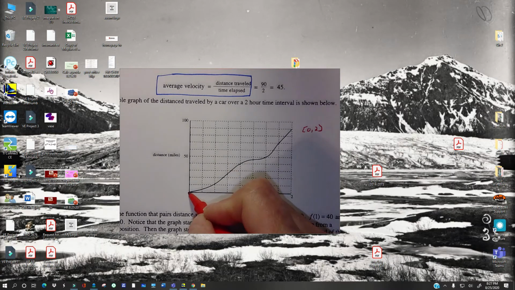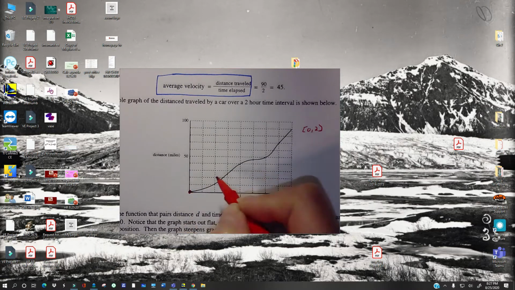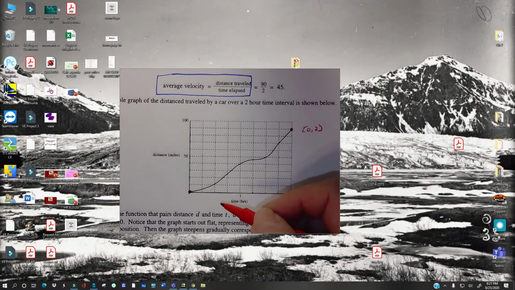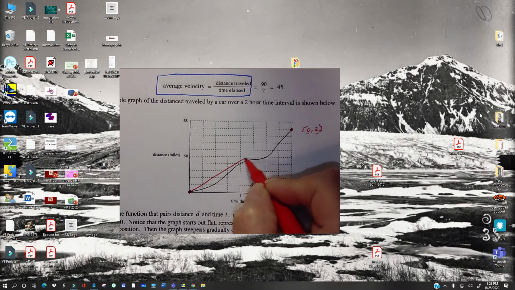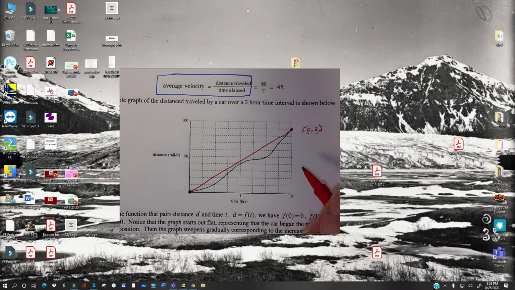Then what I'm going to do is connect the 2 endpoints. Well, here's the first endpoint, and there's the second one, right? And the endpoints just correspond to the leftmost value and the rightmost value of the interval. And I'm going to connect it. There's my secant line.